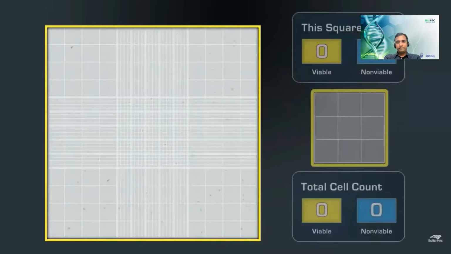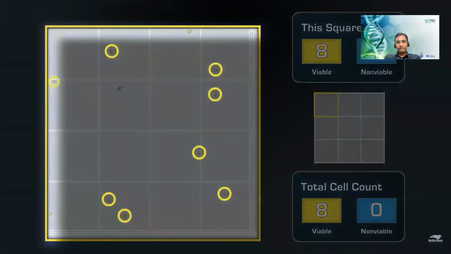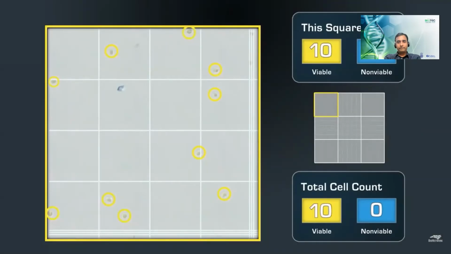Let's count the cells in the first square. 1, 2, 3, 4, 5, 6, 7, 8. So what about the cells that are touching the outside boundaries of the square? In our lab, we count the cells that touch the top and left boundaries, and we ignore the cells that touch the right and bottom boundaries. 9, 10. We need to count the number of both living and dead cells. Remember, the dead cells will appear blue.